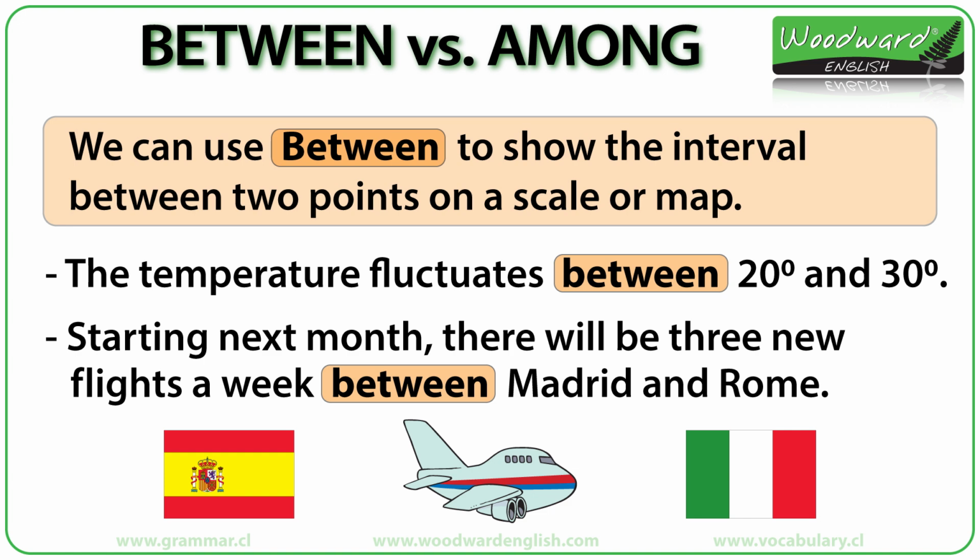We can also use between to show the interval between 2 points on a scale or a map. The temperature fluctuates between 20 degrees and 30 degrees. Starting next month, there will be 3 new flights a week between Madrid and Rome.